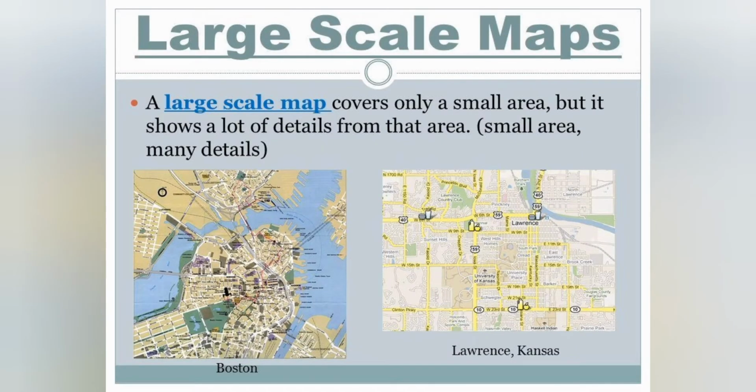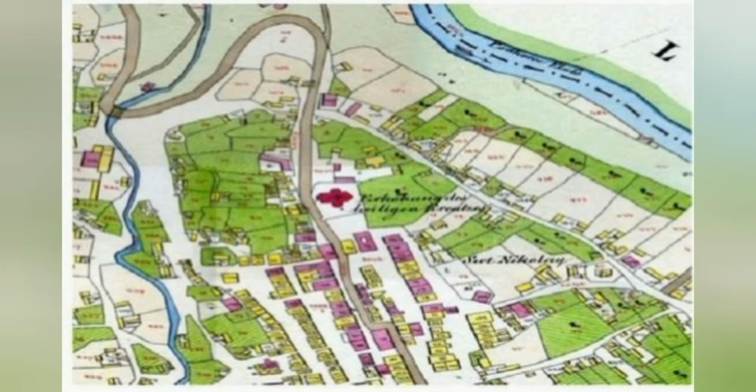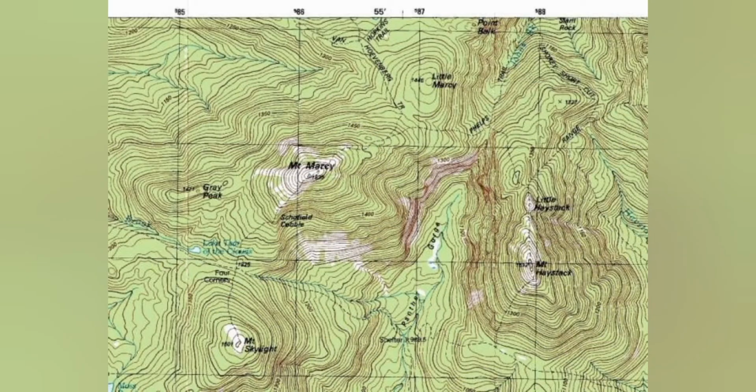Now when we go to the large scale maps, a large scale map covers only a small area, but it shows the place in detail. So in short, a small area, many details. The first one is the cadastral maps, of the village or town maps, they are called. The topographical map shows smaller areas in much greater detail.